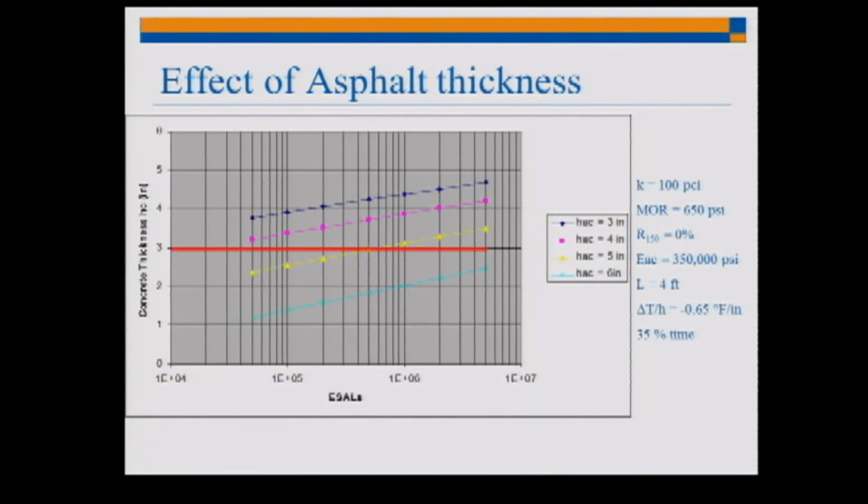So if I have a 75 millimeter asphalt thickness, this would be the thickness of the concrete for different levels of traffic here on the x-axis. If I have thicker levels of asphalt supporting the pavement, then the required thickness of the concrete is less. Now, the minimum thickness is about 8 centimeters, so that's what the red line here is. You would never design something less than 8 centimeters for bonded concrete overlays.